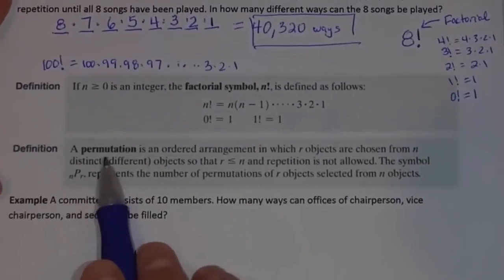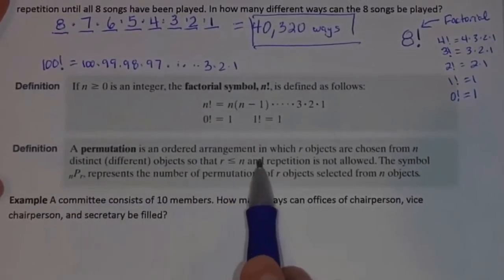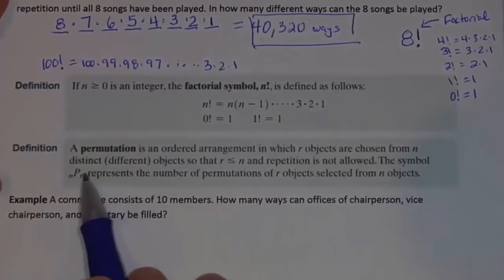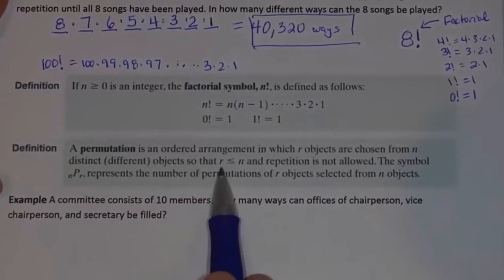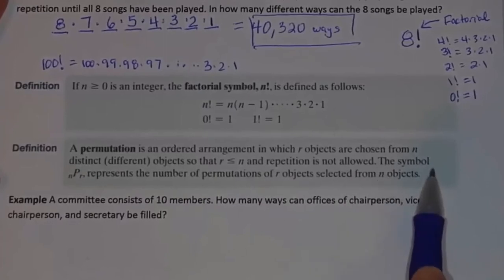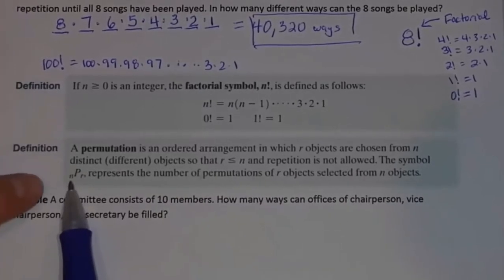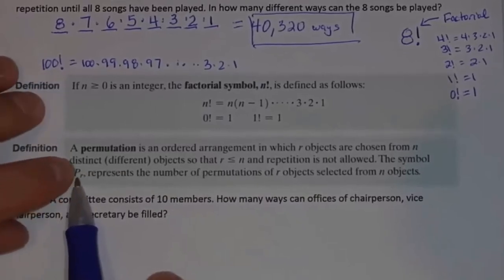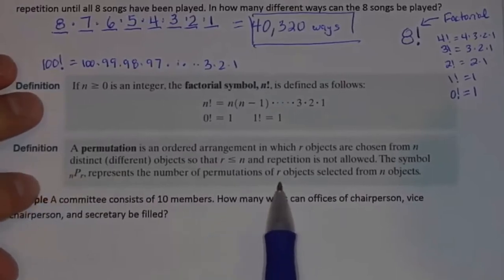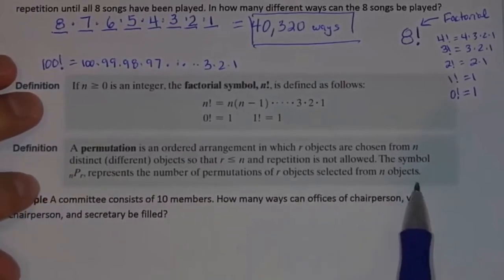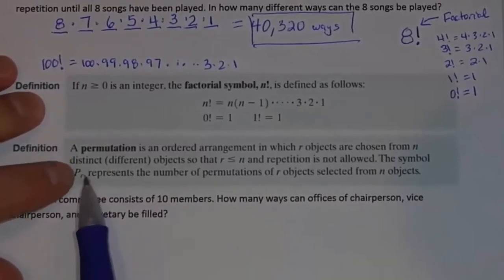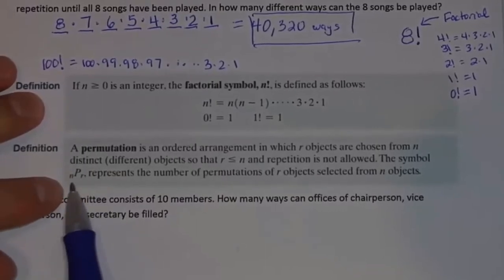Definition. A permutation is an ordered arrangement in which R objects are chosen from N distinct, meaning different, objects, so that R is less than or equal to N and repetitions are not allowed. The symbol nPr represents the number of permutations of R objects selected from N objects. So this notation, nPr, is a pretty common notation.